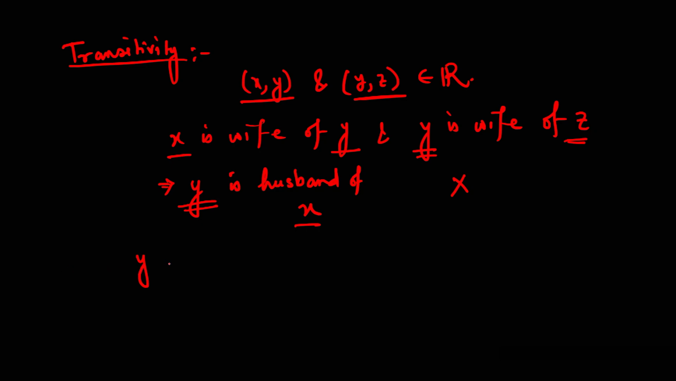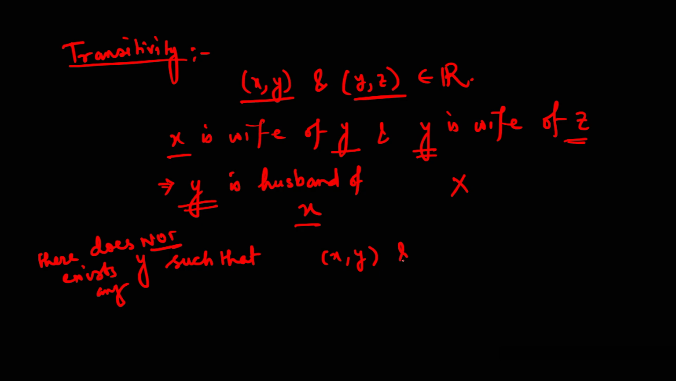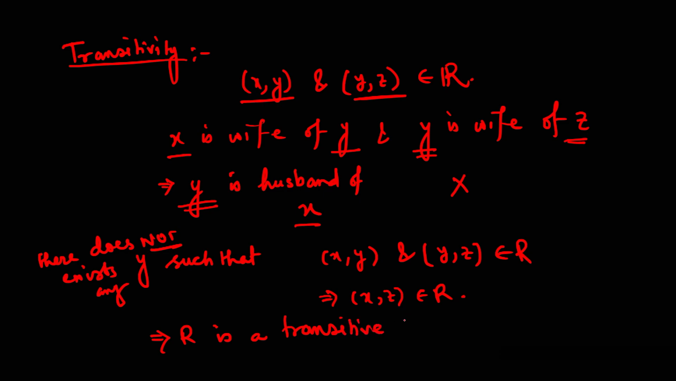So we cannot find any y such that (x, y) and (y, z) both belong to R. So we will not find or check that (x, z) belongs to R. So vacuously, this R is a transitive relation. Okay, transitive relation.